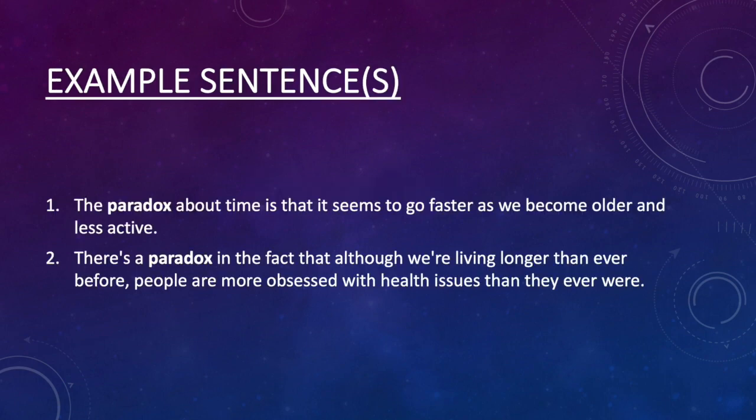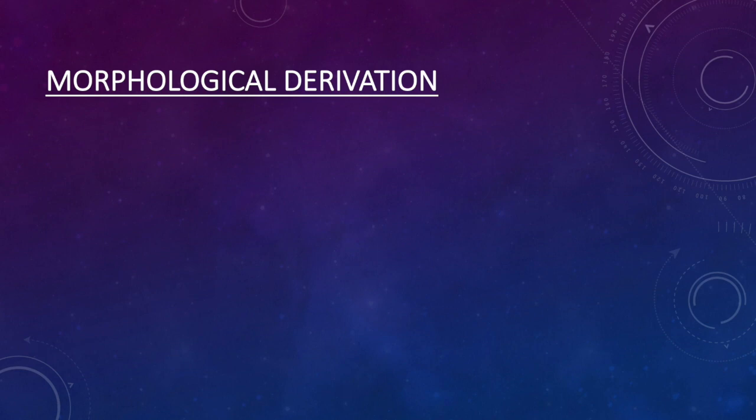Here are some example sentences for the word paradox. Number one, the paradox about time is that it seems to go faster as we become older and less active. Number two, there's a paradox in the fact that although we are living longer than ever before, people are more obsessed with health issues than they ever were. And let us look at some morphological derivations of the word paradox.